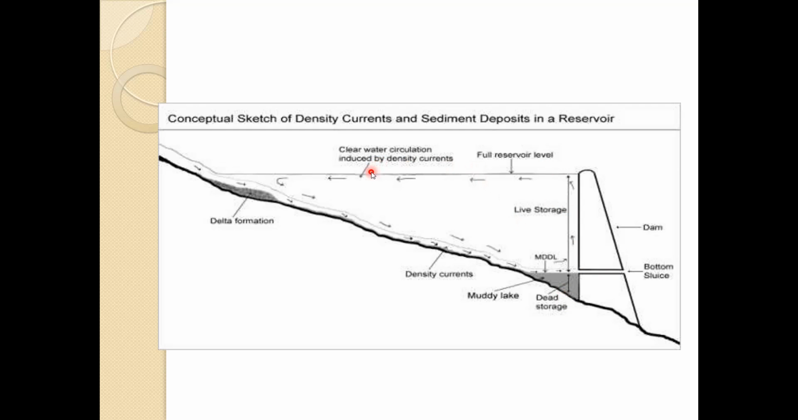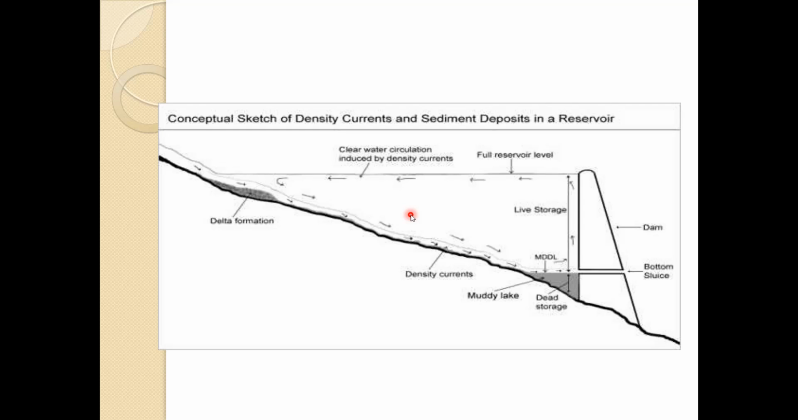This is the clear water circulation induced by the density currents, because obviously the incoming water has more density due to all these particles, and clear water has less, so it is moving in the upward direction. Now, as I told you, in the reservoir the coarser sediments settle down along the bottom of the reservoir, and the muddy flow approaches the reservoir, while the finer sediment usually remains in suspension and moves in a separate layer than the clear reservoir water, as shown in this figure.